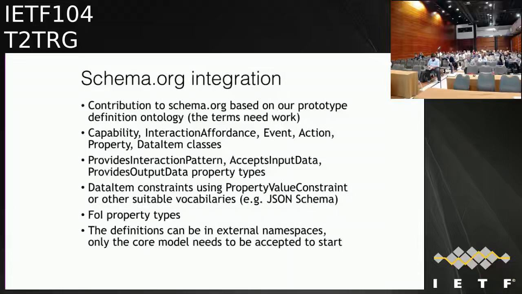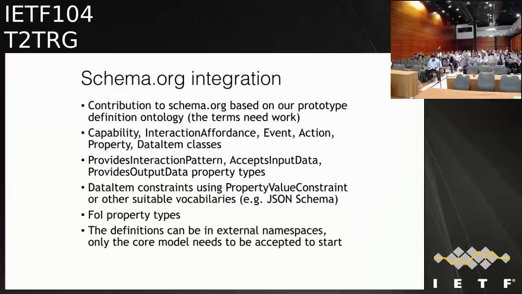So the definitions themselves, when we say here's a thermostat, here's a light bulb, here's a capability to turn something on and off, here's a capability to set the level of something, those won't be in the schema.org core definition model. They'll likely be in external namespaces. So the idea is to just integrate the basic core property types and object types, and then let the people who want to define things use their own namespace. And this is a pattern that we're also seeing in one data model.